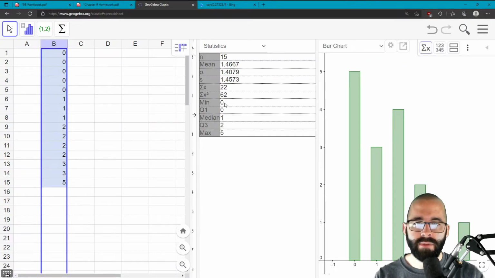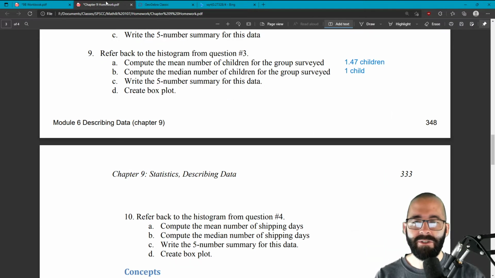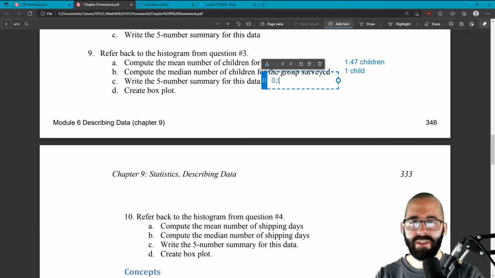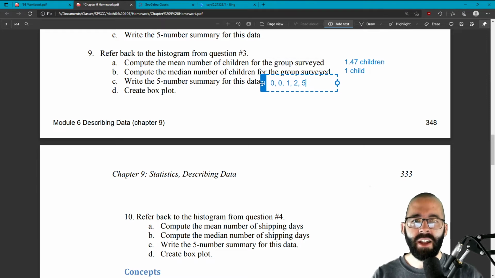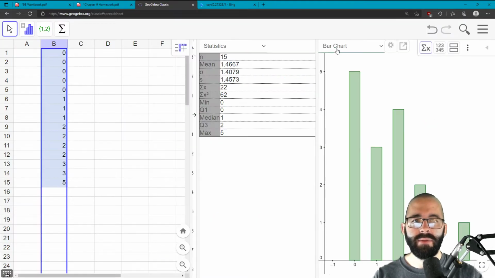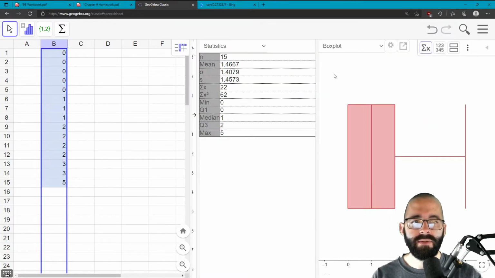5-number summary: minimum, Q1, median, Q3, Q5. Whoop, Q5, that doesn't exist. Maximum: 0, 0, 1, 2, 5. That's our 5-number summary. And create a box plot. Done. This box plot looks a little weird because the minimum is actually the same as the first quartile. So that little vertical bar that we usually draw is right here.